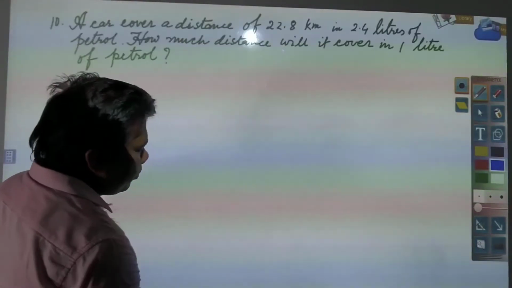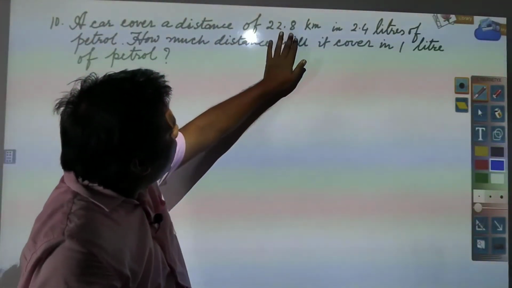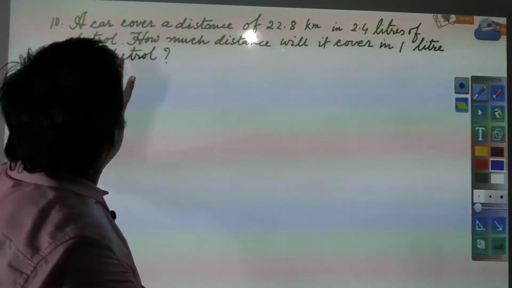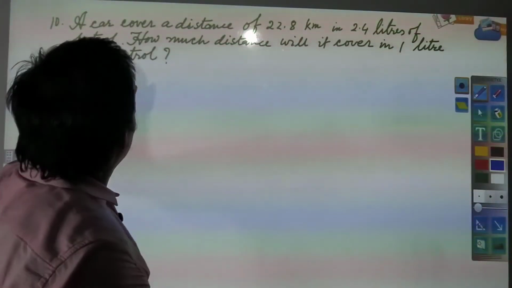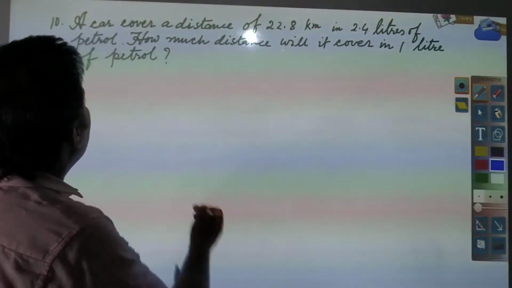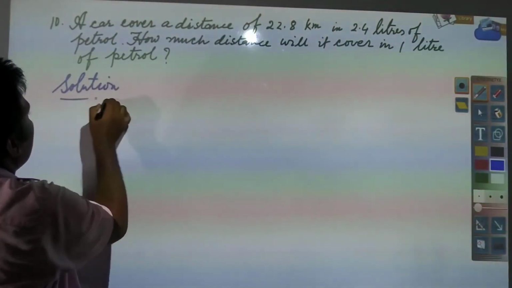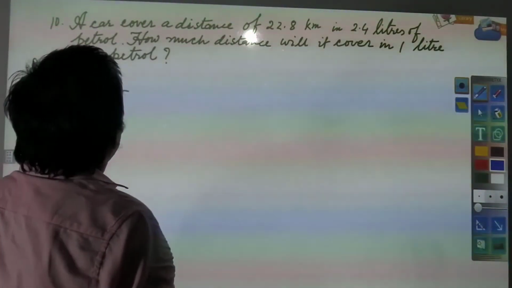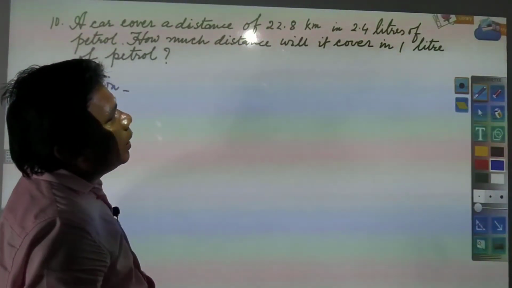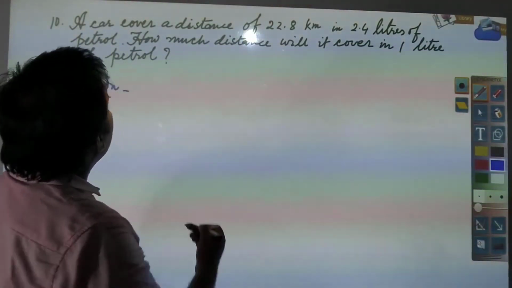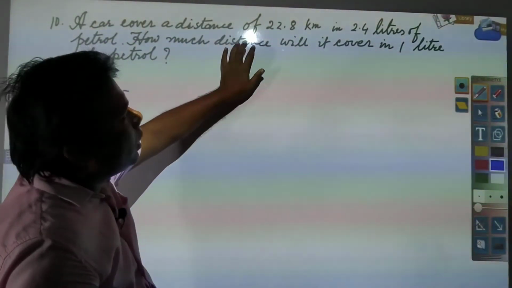Next, you see, a car covers a distance of 22.8 km in 2.4 liters of petrol. How much distance will it cover in 1 liter of petrol? So just see how it will be solved by the unitary method. A car covers a distance of 22.8 km in 2.4 liters of petrol. How much distance will it cover? You need to find out the distance.